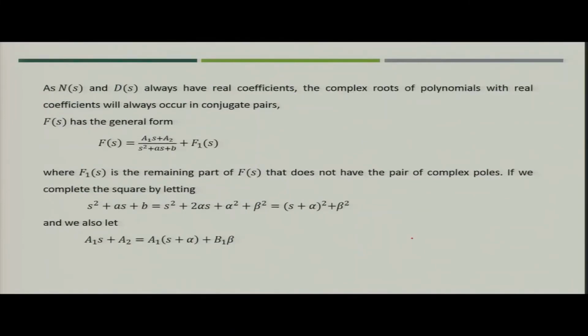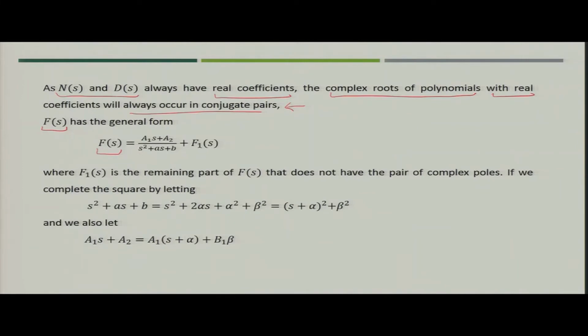What does it mean? How will we solve it? Let us take one simple example so that you can understand how we can proceed for this kind of condition. N(s) and D(s) always have real coefficients, so the complex roots of a polynomial with real coefficients will always occur in conjugate pairs. We will keep this in mind and try to find the inverse Laplace transform of F(s). Suppose Laplace transform F(s) is given to you and you want to find its inverse Laplace transform.